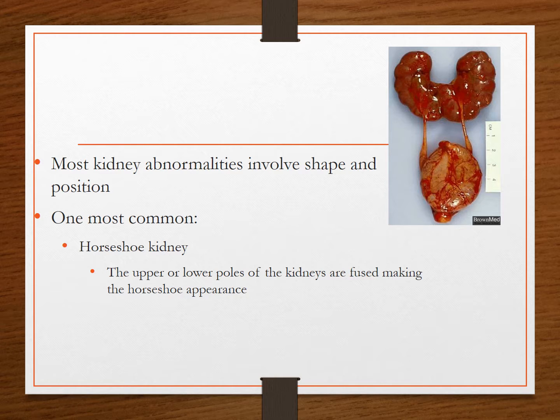Most kidney abnormalities involve shape and sometimes position. One of the most common, and the picture that I have here, is the horseshoe kidney, where your upper or maybe the lower poles of the kidneys are fused together, making it look like a horseshoe. You can see these are the lower poles that are fused together on this particular person. And that's a great picture there of the bladder.